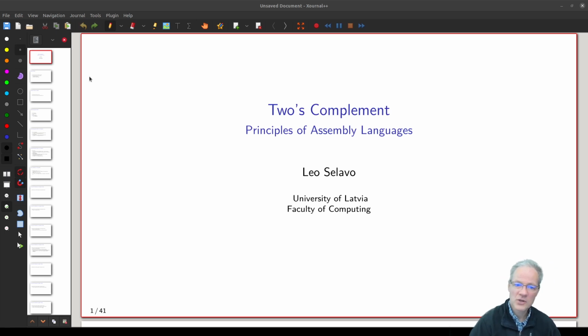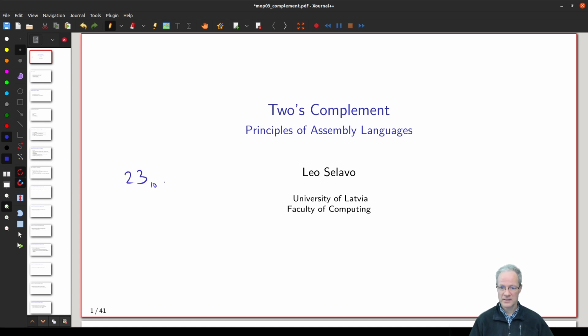Today's lecture is about two's complement, but it's actually more about how to represent values that are both positive and negative in hardware. So far we know how to write, for example, if I want to write 23 in decimal, in hexadecimal that would be 16 plus 4 plus 3, plus 7, I believe. So therefore, in hexadecimal it is 17 in hex.